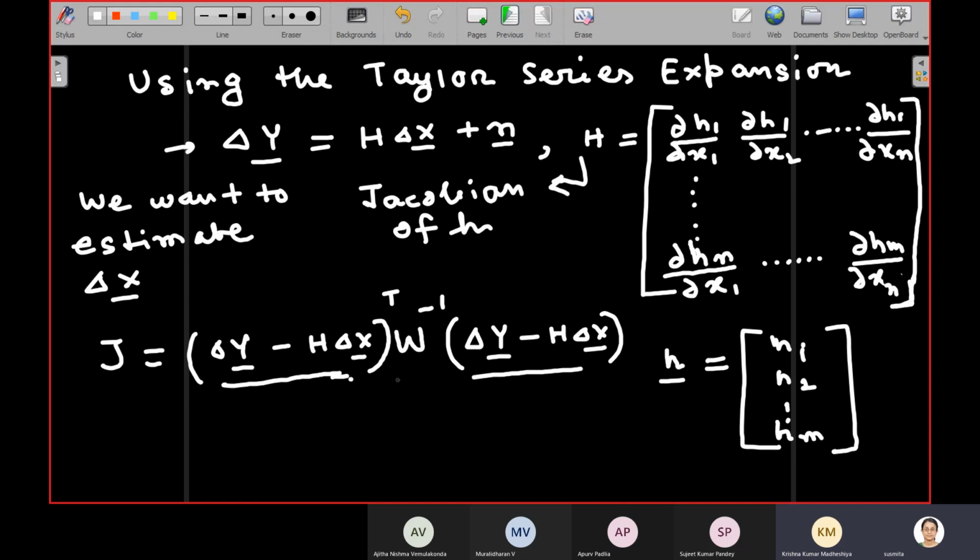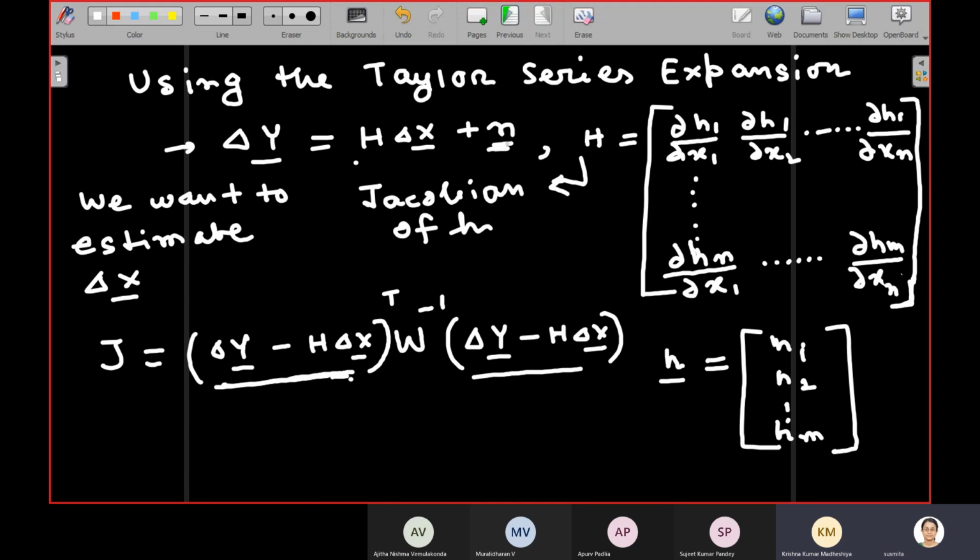How does it help? See, we have this difference delta y minus H times delta x. Our objective is to minimize this difference because we know that we have this measurement model, right? But we also have some noise. It's not that delta y is exactly equal to H times delta x. We also have some noise, right? N also contributes to the difference, right? Now, whether n is small or large, that is statistically determined by its covariance matrix.